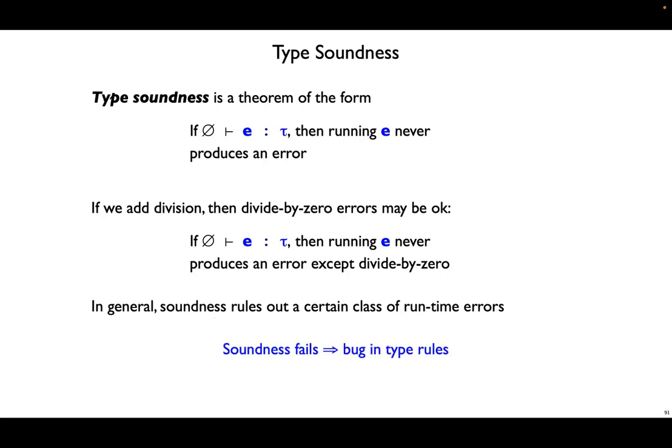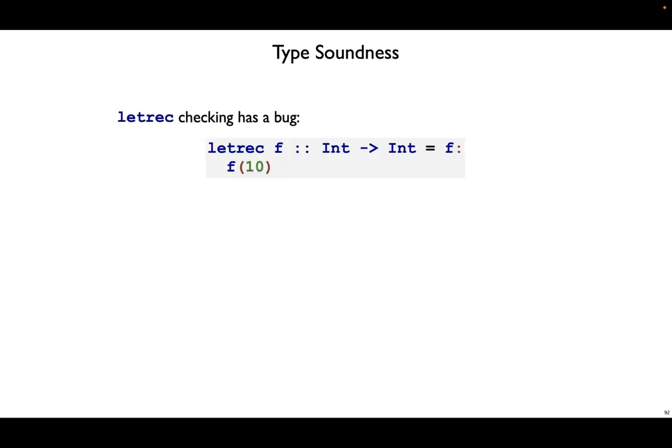Of course, we get that guarantee only when the language really satisfies the type soundness theorem. If soundness fails, that means we have some kind of a bug in our type rules. Right now with typed Mo, unfortunately, our language is not sound. First off, we have a kind of bug in letrec type checking. This program here is well typed, but if we run it, we get an error. We say letrec f with type int is equal to f. And the problem is this f here is using f before it's been defined. We have a use before initialization error.